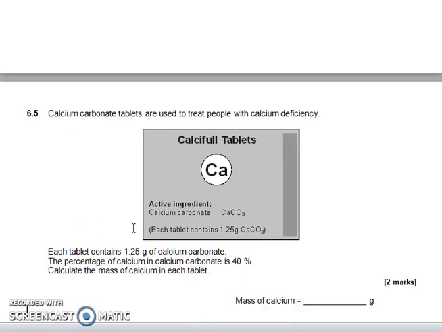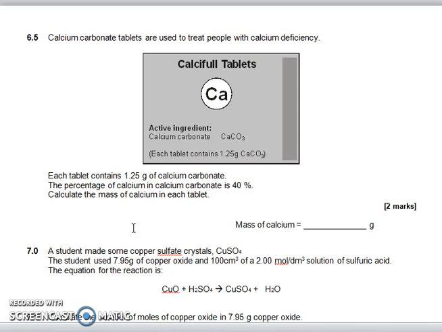And for 6.5, this is just a percentage question. There are loads of different ways you can work out a percentage. We want to find out what 40% of 1.25 is. You can times 1.25 by 0.4, or you can times it by 40 and divide it by 100. Or you can work out what 10% of it is, which would be 0.125, and then times that by 4. Either way around, you should come out with an answer of 0.5.